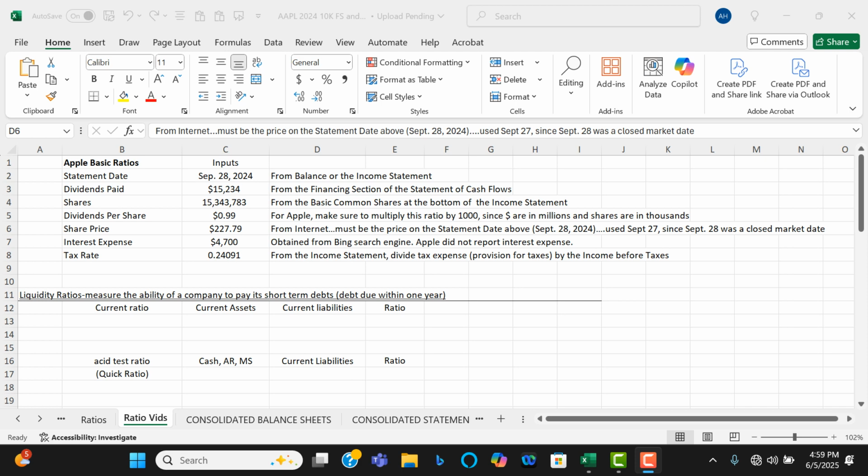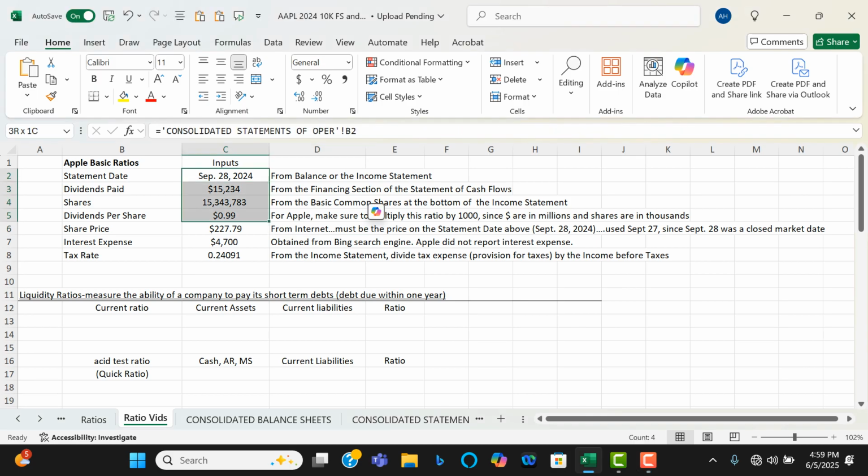This is Professor Hazera, and this is the second of the 5 videos on computing ratios for Apple for their 2024 financial statements. In the first video, we covered all the inputs, which are right here, and we went over all the places where you get them, which are basically described right here. In this video, we're going to cover liquidity ratios.